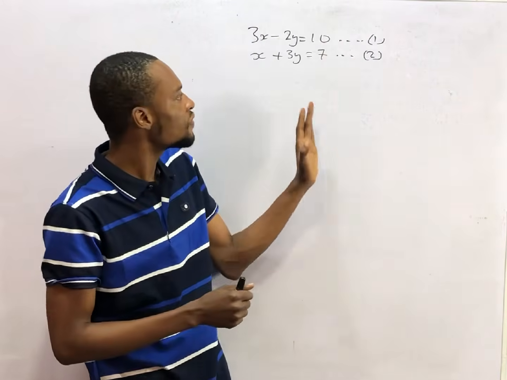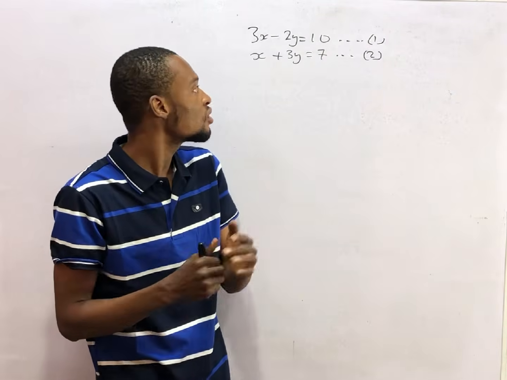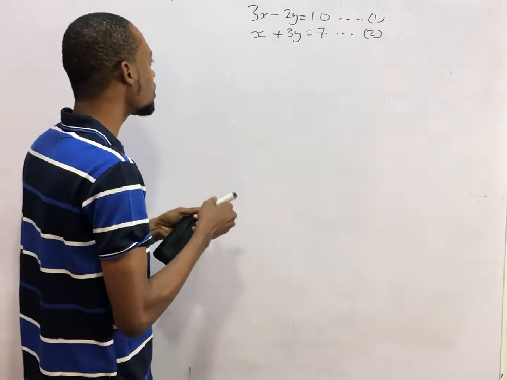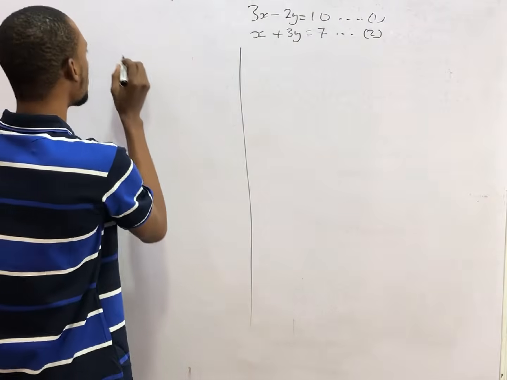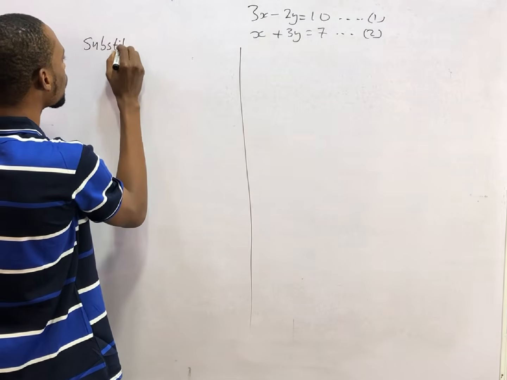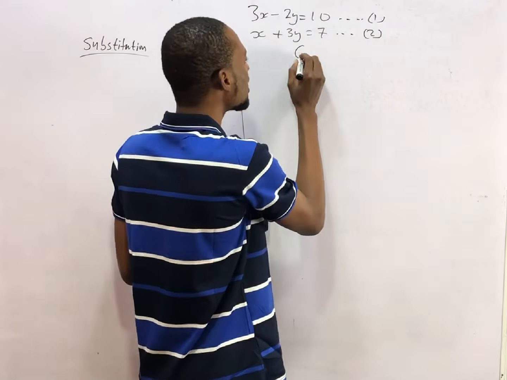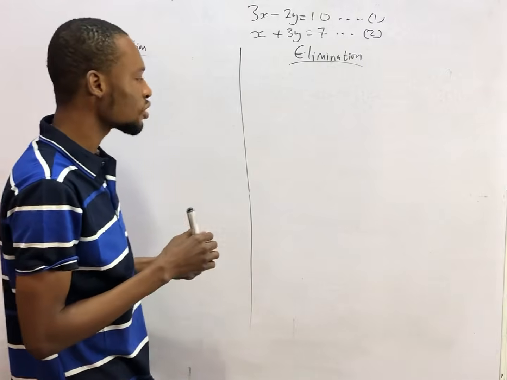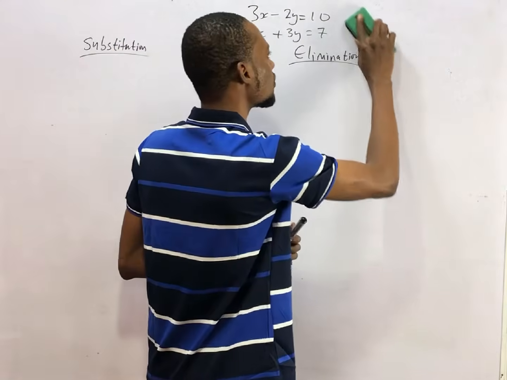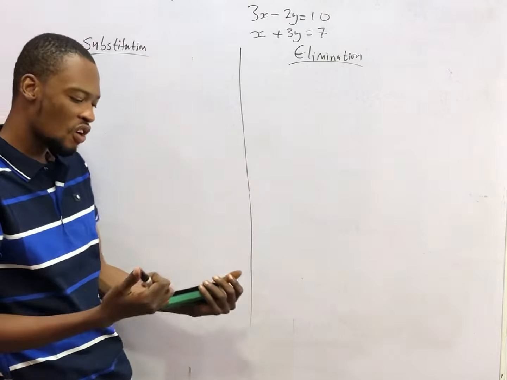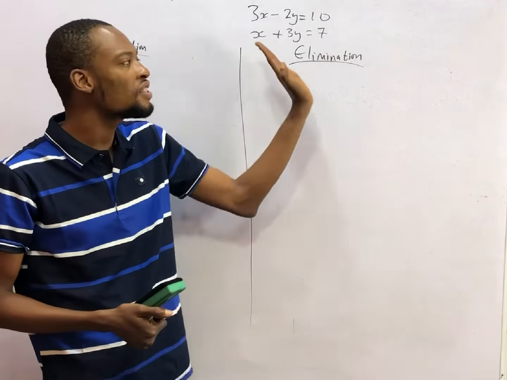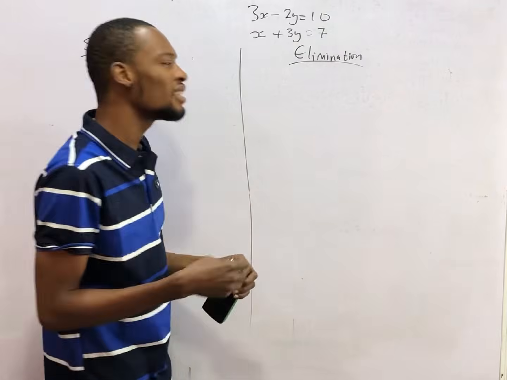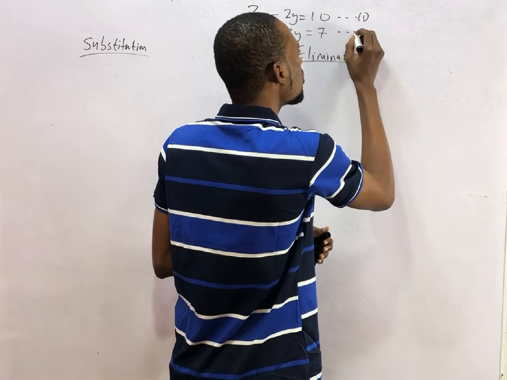Then you choose the method you wish to use to solve the equations. You can solve using the graphical method, substitution method or elimination method. I will use two methods: substitution here, and here I will use the elimination method. In solving, you simply write out the equations, then you label them: this is equation 1 and this is equation 2.